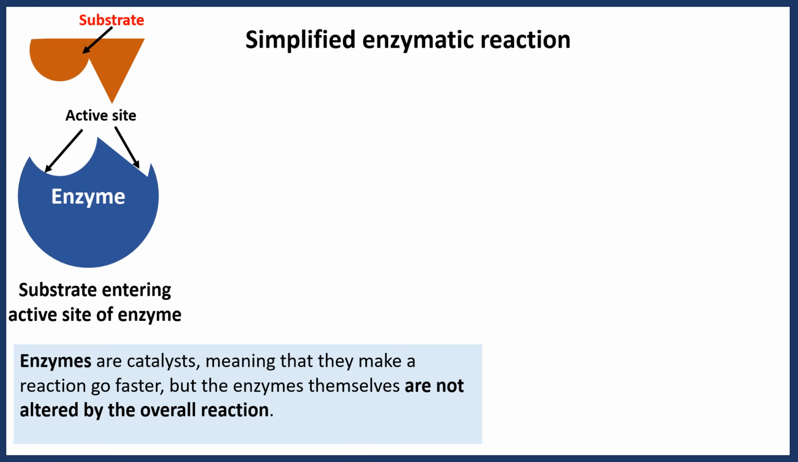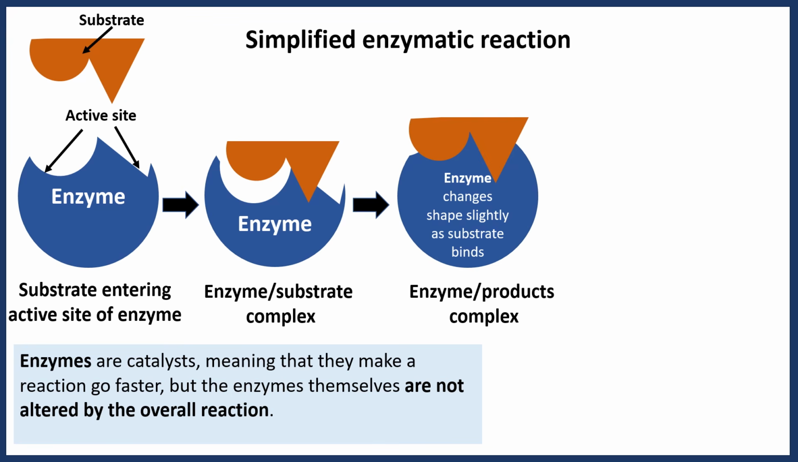For example, enzymes. Enzymes are proteins. They are catalysts, meaning that they make a reaction go faster, but enzymes themselves are not altered by the overall reaction. They must bind to specific molecules called substrates. The enzyme's active site fits the substrate like a lock and key, ensuring that the correct chemical reaction occurs.